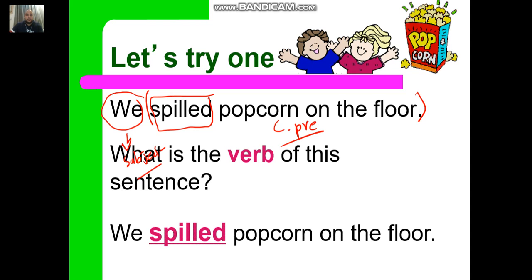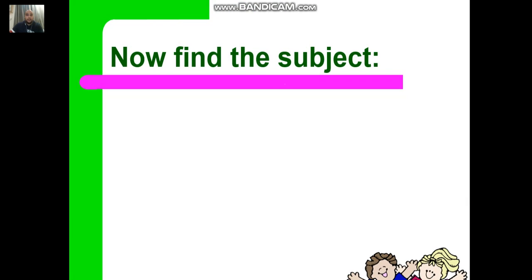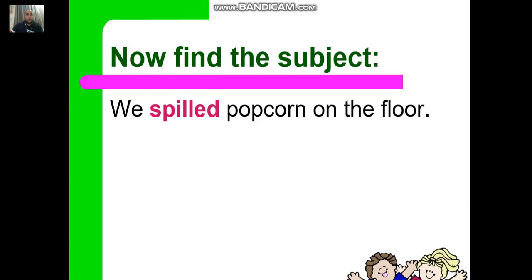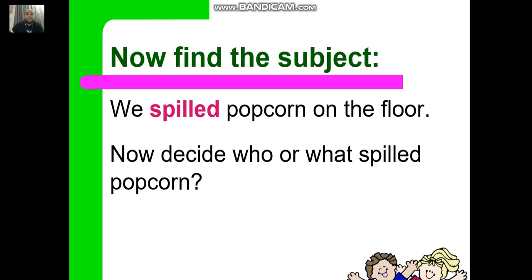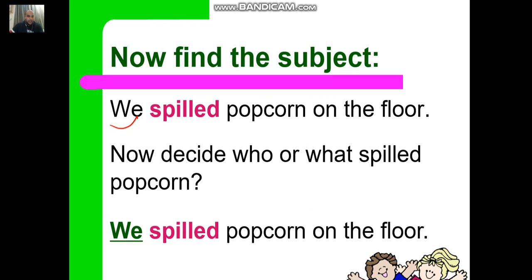We spilled popcorn on the floor. That was brilliant! Now find the subject. We spilled popcorn on the floor. Now decide who or what spilled popcorn on the floor. Of course, we. So "we" in green is the subject.